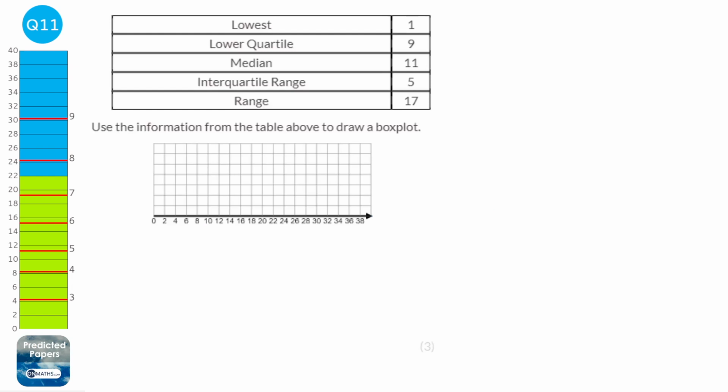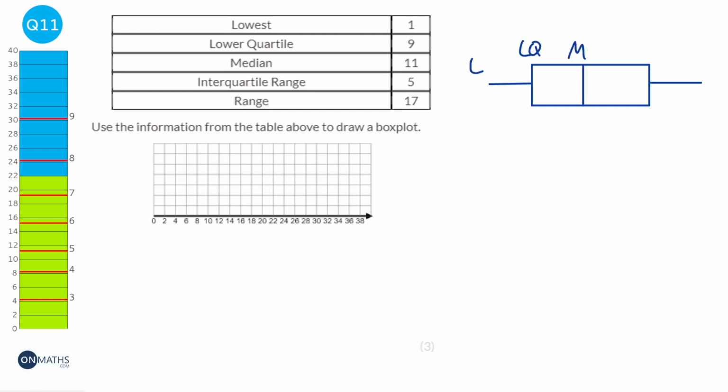A box plot starts with the lowest value, then it goes to the lower quartile. So we have the lowest value, then the lower quartile, and then we have the median, then the upper quartile, and then the highest value. So lowest value is at 1 on this one, and normally we just put a little line at the end here. So we're going to put a line at 1, and I'm just going to put that line there. Ooh, a little bit further to the right.